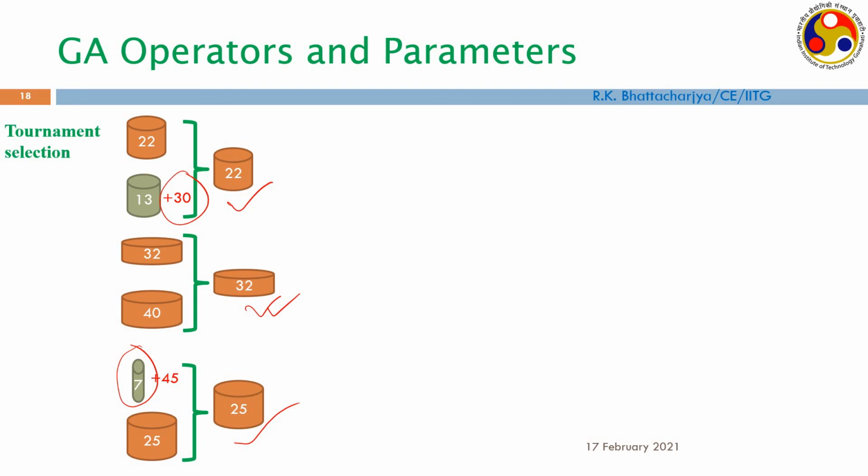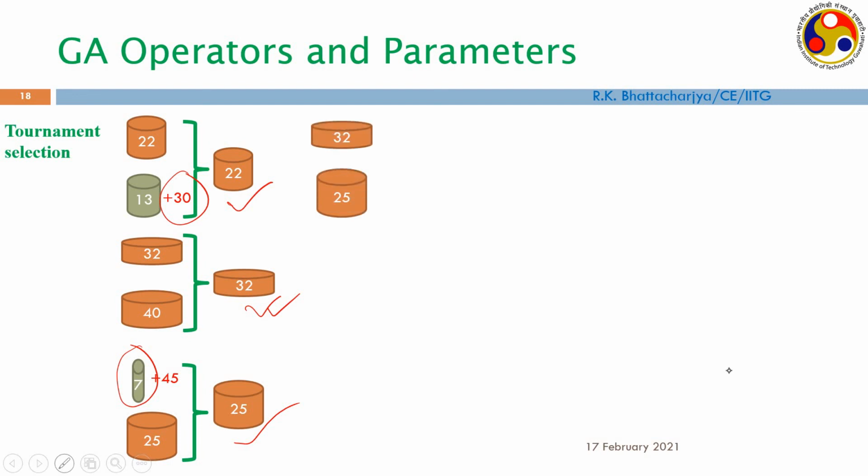In this case, 22 is playing with 13. So 22 is winning. 32 against 40, so 32 is winning. And 45 with 25, 7 with 25, 25 is winning. So this is the first round. That means everybody has participated in the tournament and you are getting 3 better solutions, 22, 32 and 25. These 3 solutions will go to the next generation.